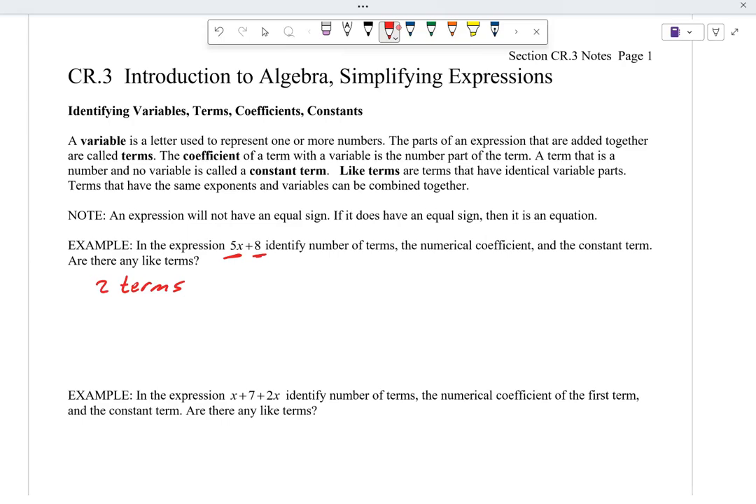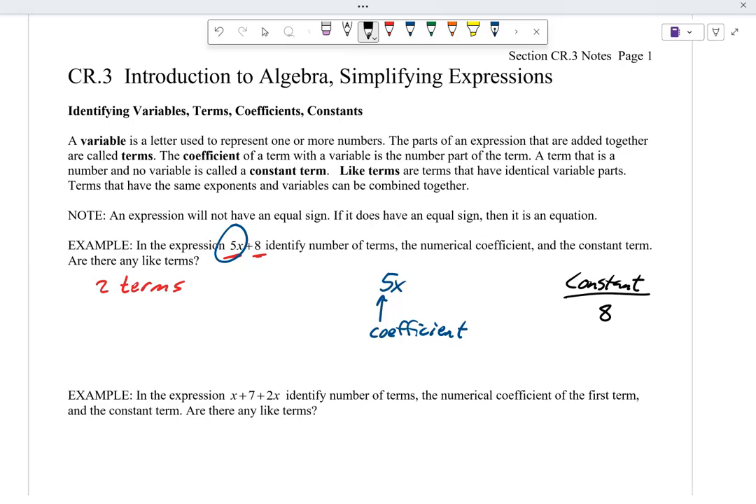And then the numerical coefficient. See the 5x there? That's our coefficient, the number in front of the variable there. So our coefficient is the 5. And what's our constant term? Well, our constant term is just our number, right? The number portion. There's no variable involved with it. So the 8 is our constant term.